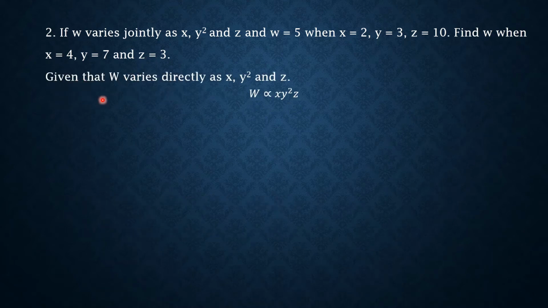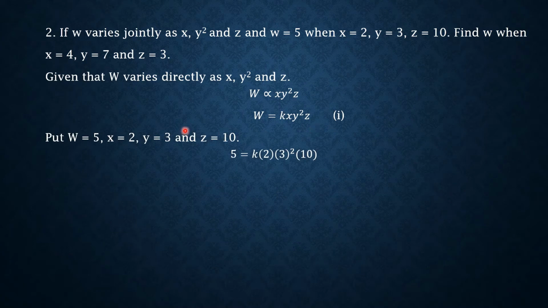As given that w varies directly as x, y square and z, here w varies directly to three variables, that is x, y square and z. So w is proportional to x, y square and z, and this implies that w equal to k x y square z. This is our equation number 1.